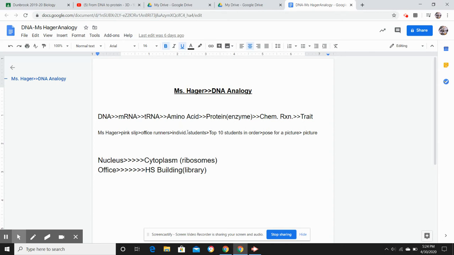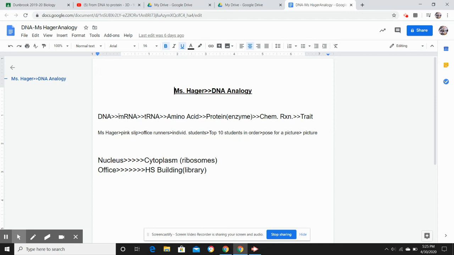And of course, those individual students would be plucked out of class. They would be assembled in the right order, very important, in the right order in the library. They would pose for the picture, and of course, they would get the final product, which is what we wanted all along, a correct order picture of the top 10 students for the class of 2020.